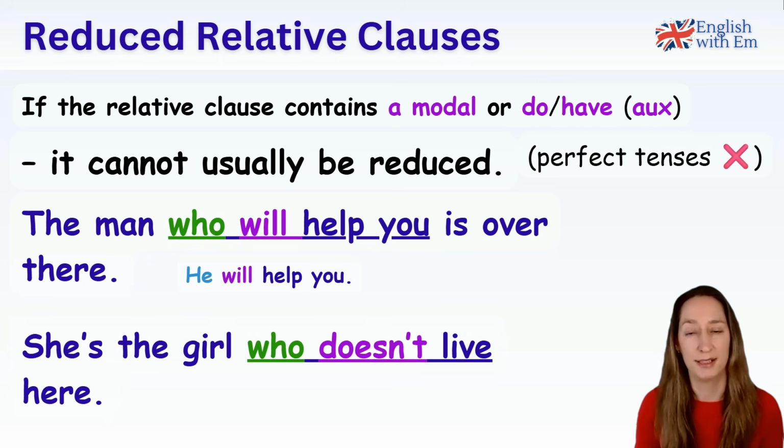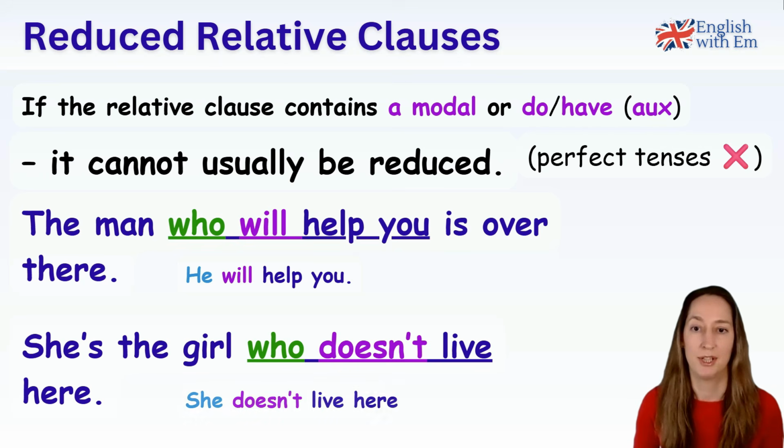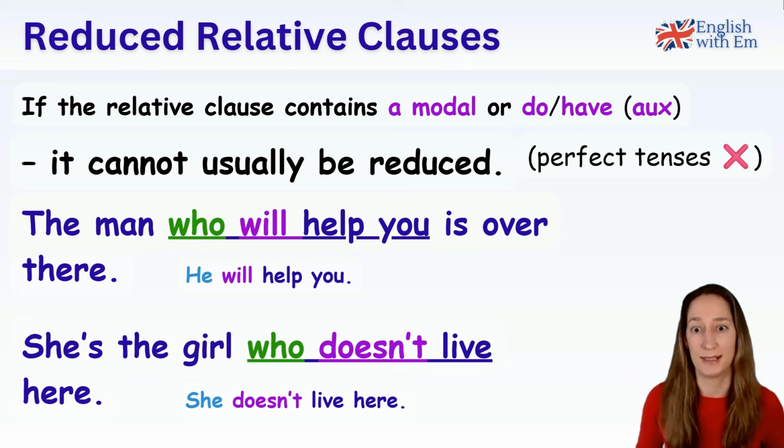She's the girl who doesn't live here. So again, who is the subject? She doesn't live here. But we can't reduce it because we've got the auxiliary verb do. If you said, she's the girl not living here, I mean, it's grammatically correct, but it changes the meaning. It makes it sound like her not living here is a temporary thing. So it's best to avoid that.